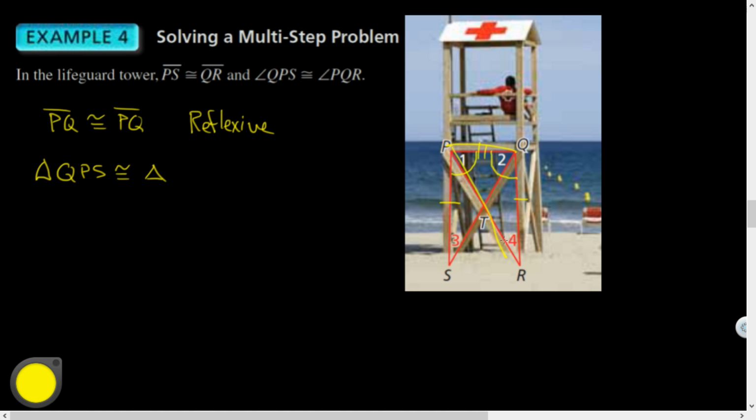Let's see. QPS. So it's got to be PQR. Why is that true? SAS, side angle side, because we happen to have two sides and an included angle that are congruent. Wow. Okay, so SAS. Then because of SAS, I know that angle 3 is congruent to angle 4 because corresponding parts of congruent triangles are congruent.